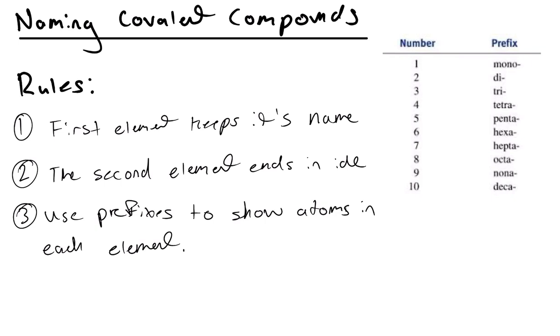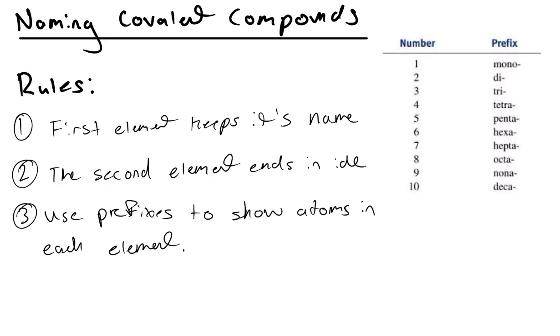The first rule is that the first element is always going to keep its full name. The second rule is that the second element is always going to end in "ide" for covalent compounds. The third rule is that we need to use prefixes to show the number of atoms of each element. Now, there's one exception: if there's only one atom of the first element, we don't use mono. We keep it just the name of the atom. We'll go over that.